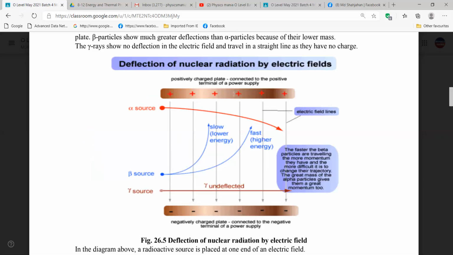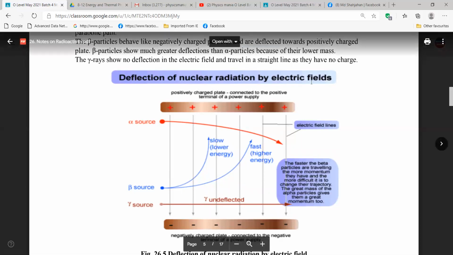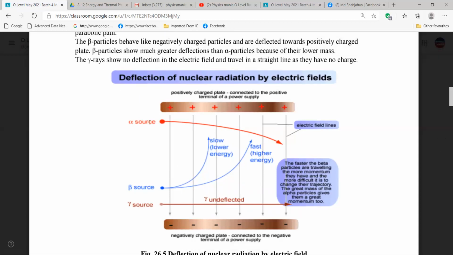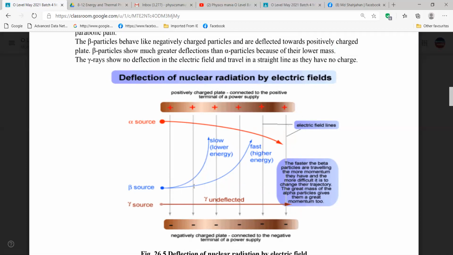Okay, draw this diagram. Write this heading, deflection of nuclear radiation by electric fields, and draw this diagram. After drawing is done, note down that alpha particles are deflected less because they are heavier. Beta is deflected more because it is lighter. Gamma is undeflected because it is chargeless. These three points you just note down. That's it.